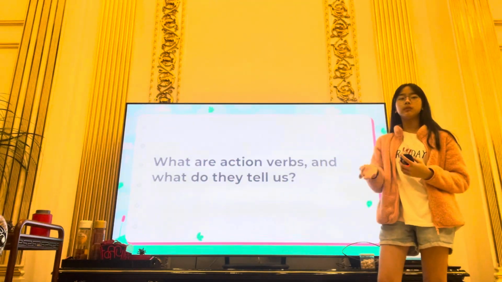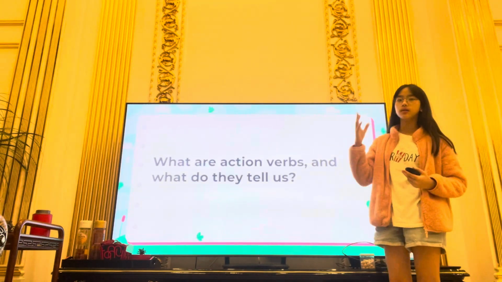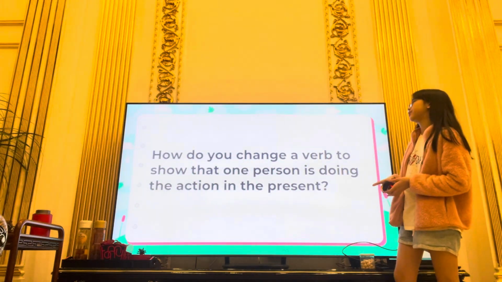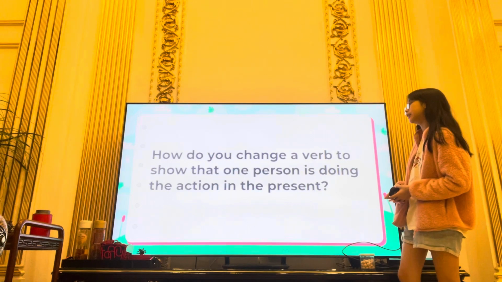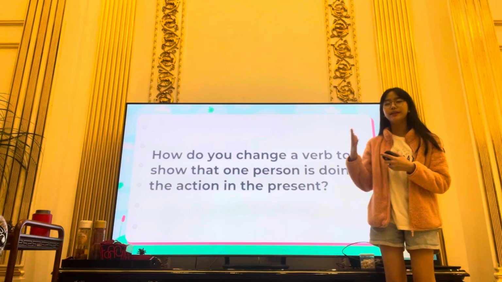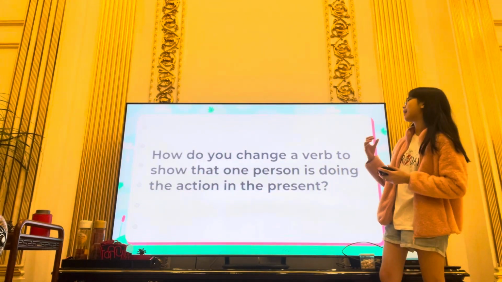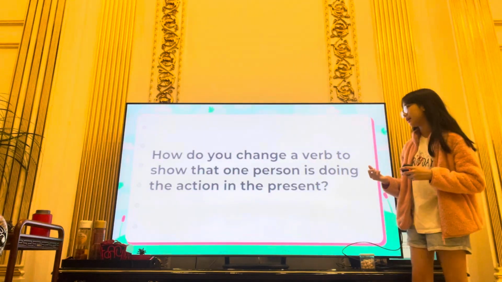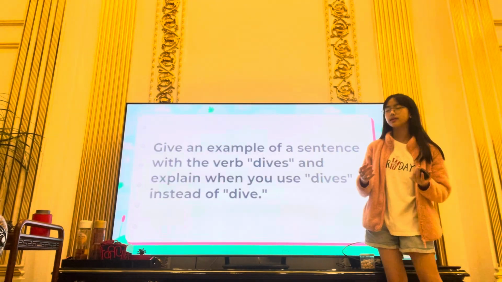What is he, what is she, what are we, and what are they? Or what am I doing? How do you change a verb to show that one person is doing the action in the present? Well, the verb needs to add an s so that it can show that one person is doing the action in the present.